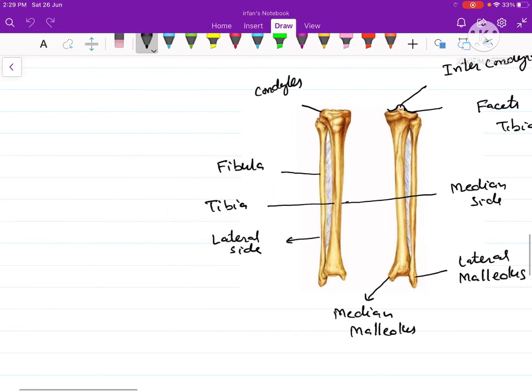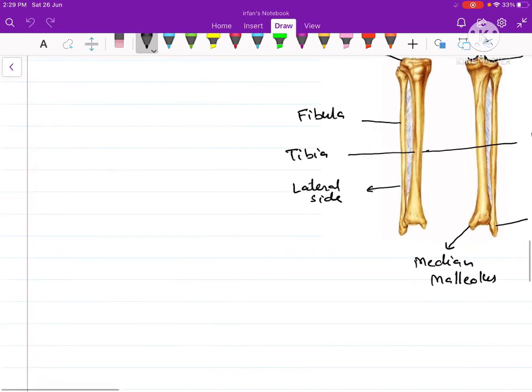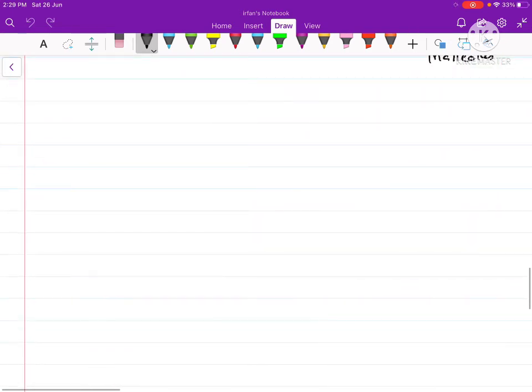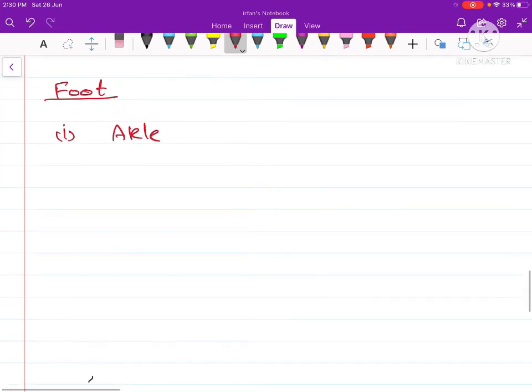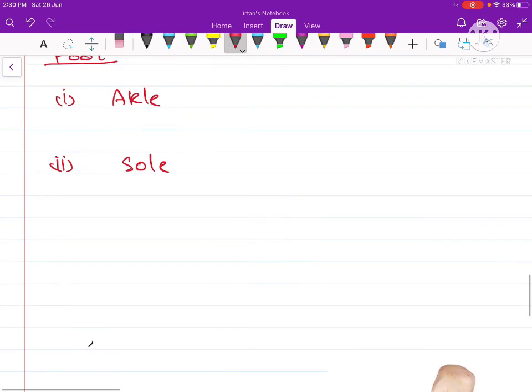Finally, we will now talk about the third and final part of our hind limb, that is the foot. As far as our foot is concerned, it is formed of three parts. The first part of our foot is called the ankle. The middle part of our foot is called the sole, and the third part of our foot is the toes or the digits. I am sorry, I have written incorrect spellings here.